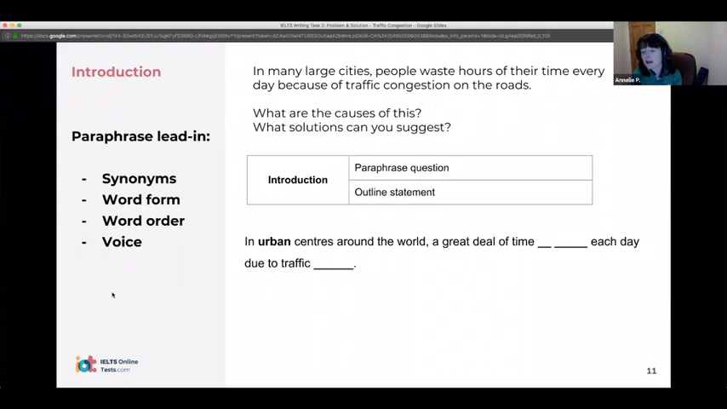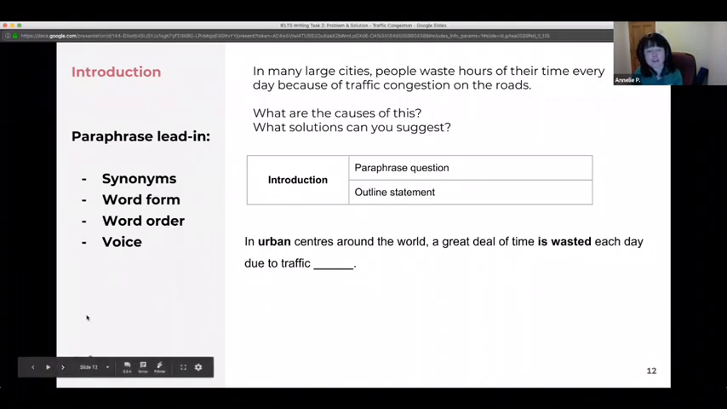A great deal of time, let's go into there. Okay, is lost. Yeah, very good, guys. Those who've got the passive, so like Pratish. A great deal of time is wasted each day. Okay, due to traffic. Well, we use congestion, and that's in the task. So yeah, traffic jams. And jams, we would want to make it plural, okay? Congestion, uncountable, no S, jams, plural. Okay. So that's our background statement, which is paraphrasing the question.